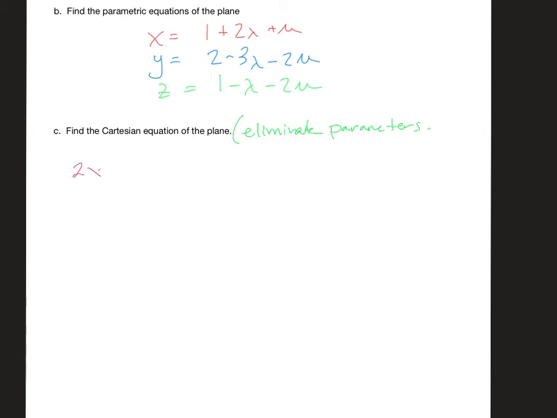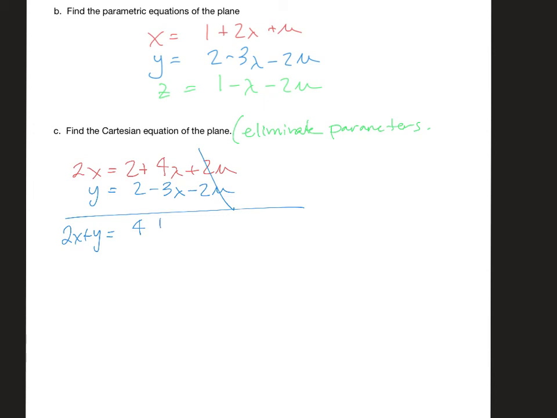So I get 2x is equal to 2 plus 4 lambda plus 2 mu. And the second equation I'm just bringing over, right? I'm not changing it at all. But the reason I'm doing this is so that these cancel out. So if I add these straight up and down, I have 2x plus y equal to 4 plus lambda. I'm going to let that sit there for a second.